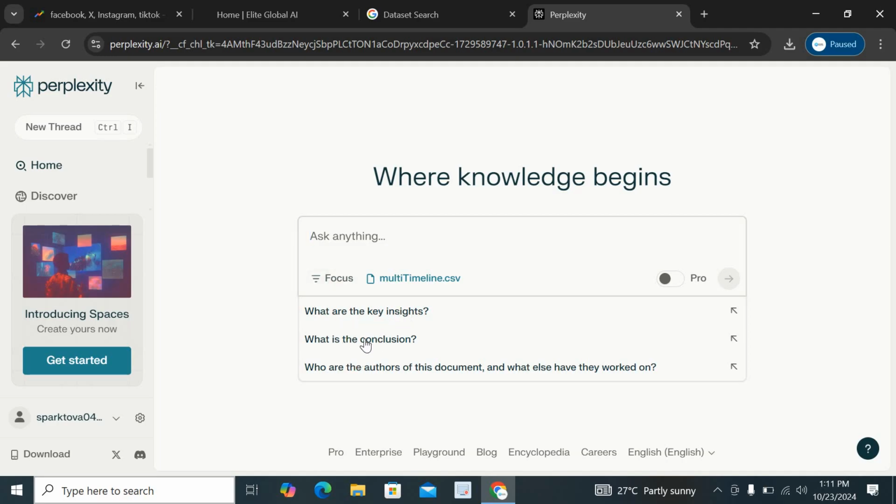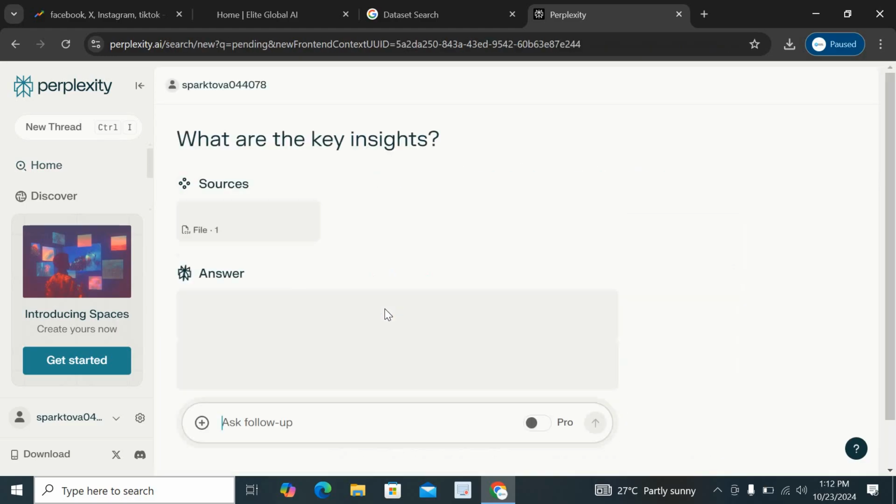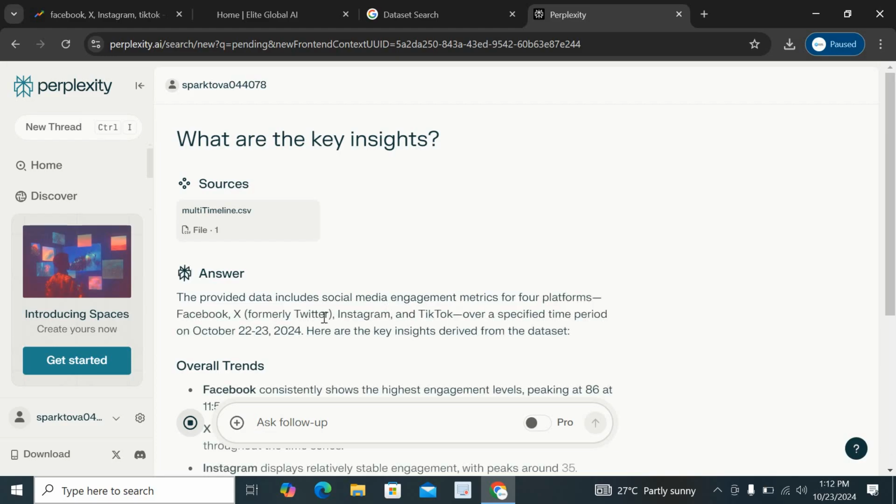Right. So what are the key insights? What is the conclusion? Who are the authors of this document and what else have they worked on? We know it was given to us by Google, so we're not going to ask this. But it's going to be interesting to ask what is the conclusion? What are the key insights? How do I interpret this? What does this mean to me as a person living in, let's say, Maryland in the United States? So let's start with what are the key insights and get some information there, right?